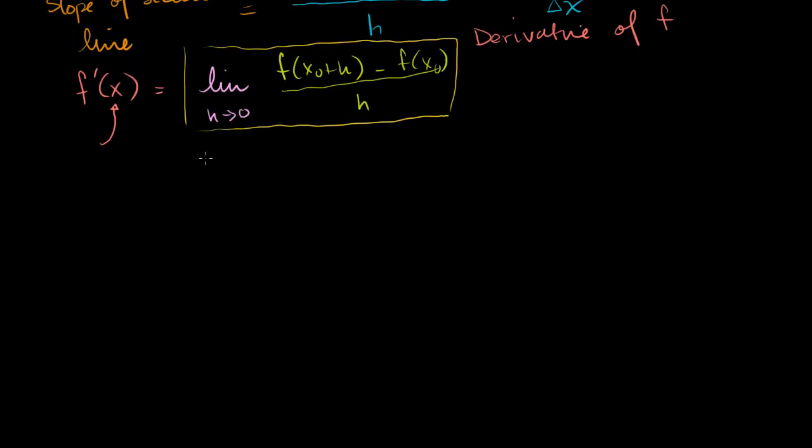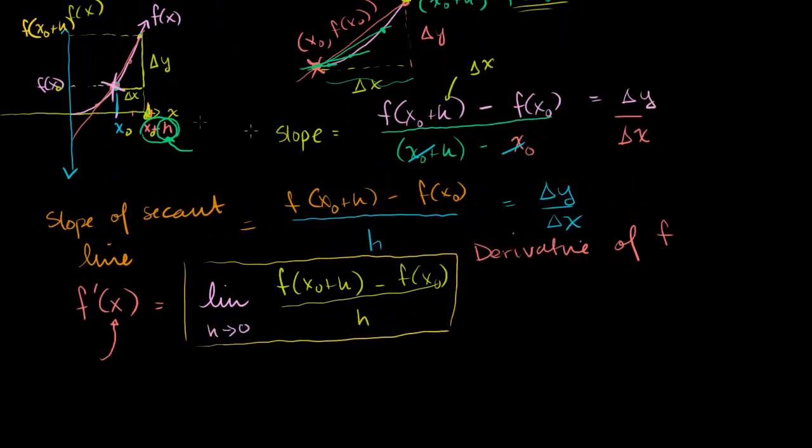In the last video, we tried to figure out the slope of a point or the slope of a curve at a certain point. And the way we did it, we said, okay, well, let's find the slope between that point and then another point that's not too far away from that point. And we got the slope of the secant line.